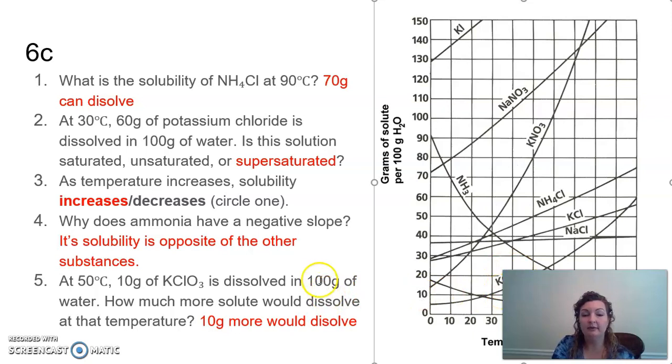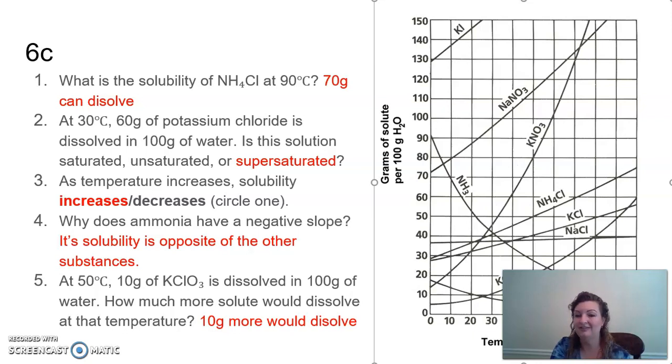And remember, the 100 grams of water is referring to your y-axis, so please don't look for it on the graph, okay? We are going to be looking for 50 degrees, 10 grams. So 50 degrees, 10 grams is where they intersect right here. See the 10 grams go all the way to 50. My KClO3, the line is all the way right here.